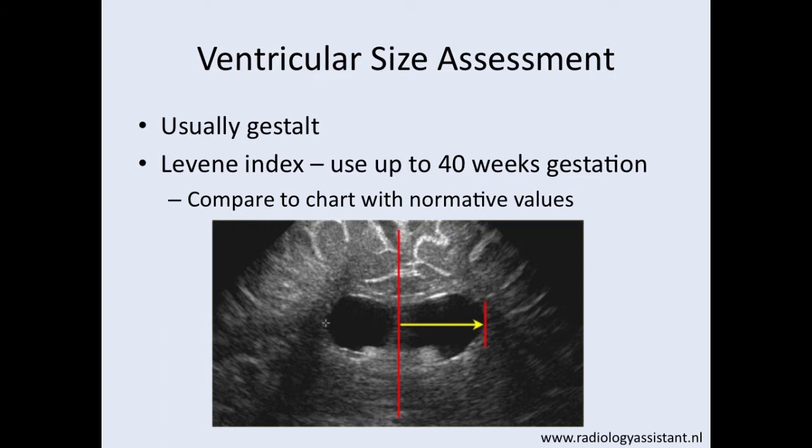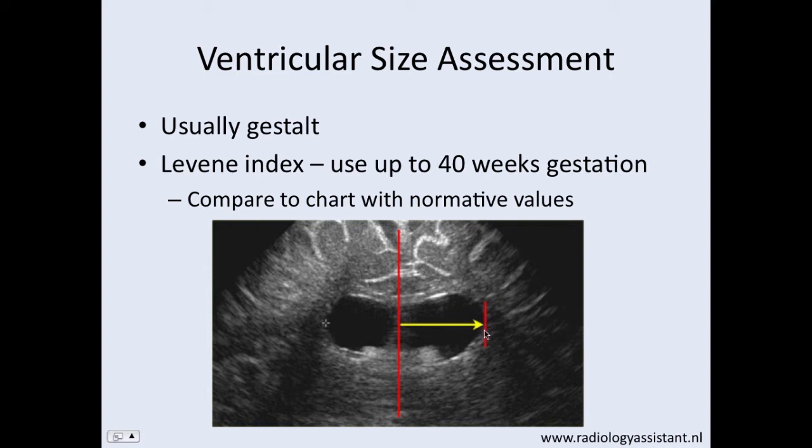There are a couple of more objective measurements of hydrocephalus that can be used. As I mentioned before, most of the time we give a subjective mild, moderate, severe hydrocephalus, but the NICU in particular would like us to give some objective measurement. So one that we commonly use is what's called the Levine index. This is taken from this website. But the Levine index, which we can use up to 40 weeks of gestation, is just a measurement from the midline of the brain on the coronal images out to the most lateral part of the lateral ventricle.